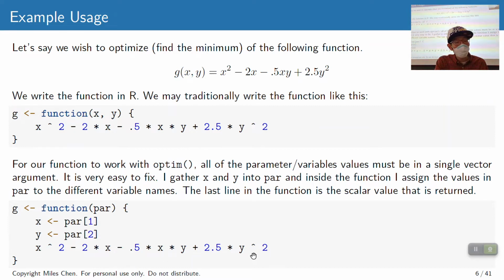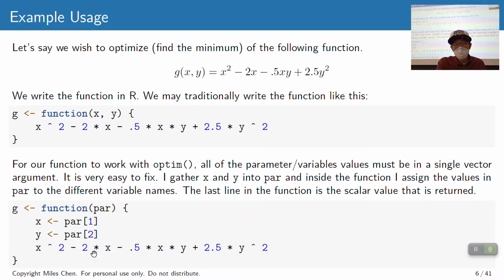And then we can say, give me back the value of the function. Okay, but this is how you have to write your functions to work with optim. You have to make it a function of just one vector, rather than provide 2 arguments.